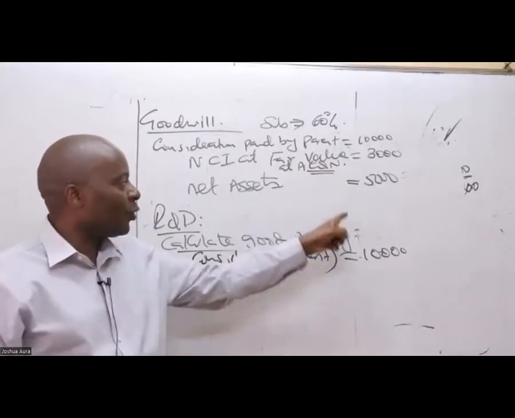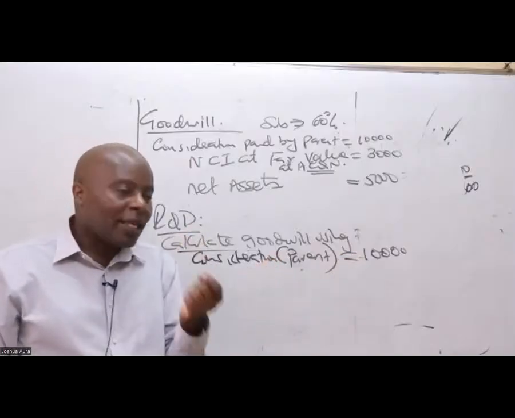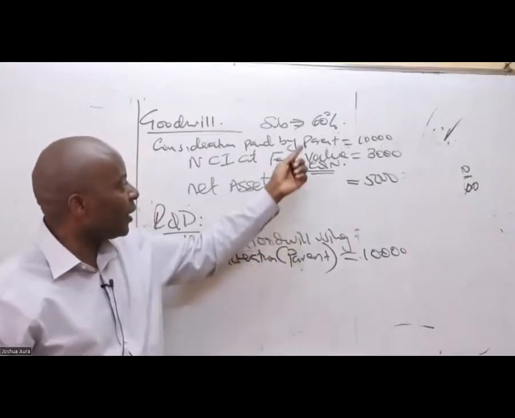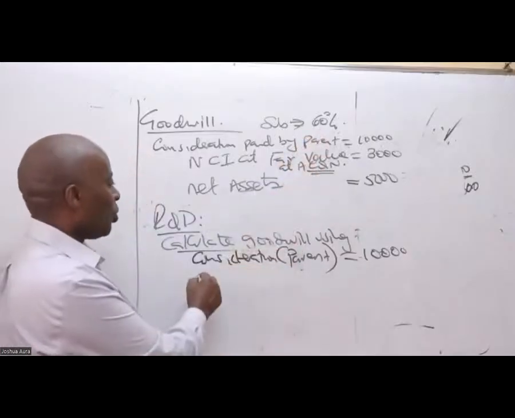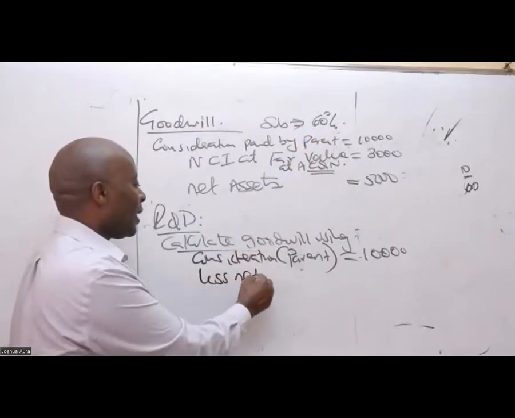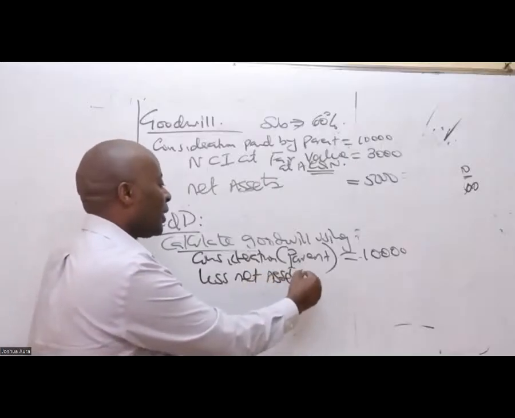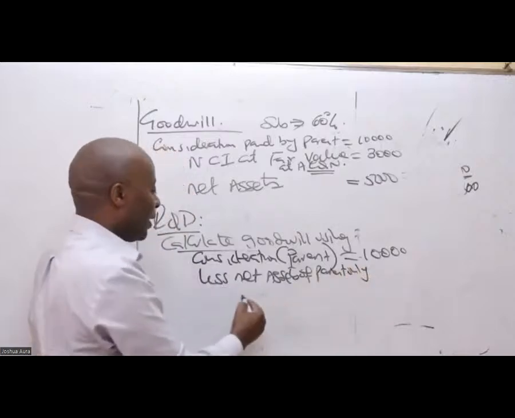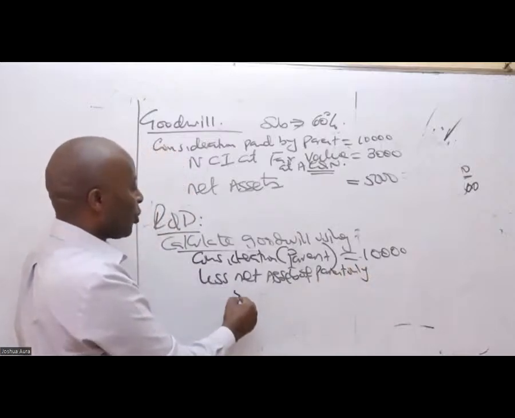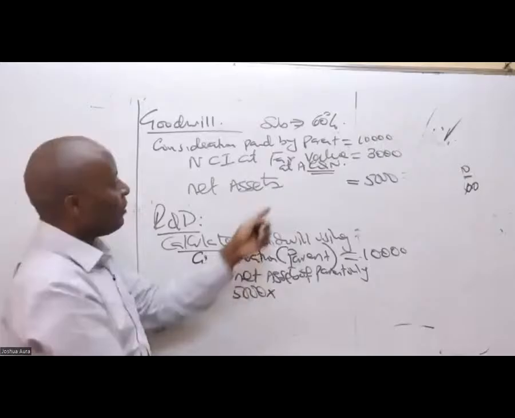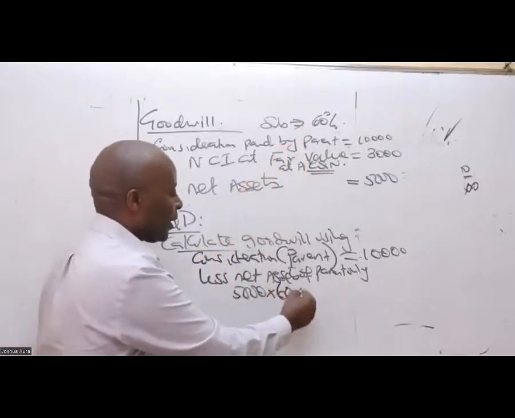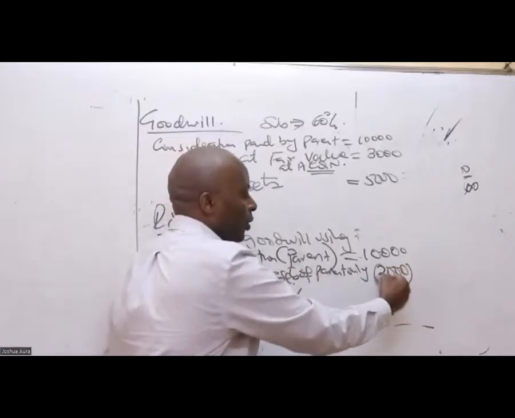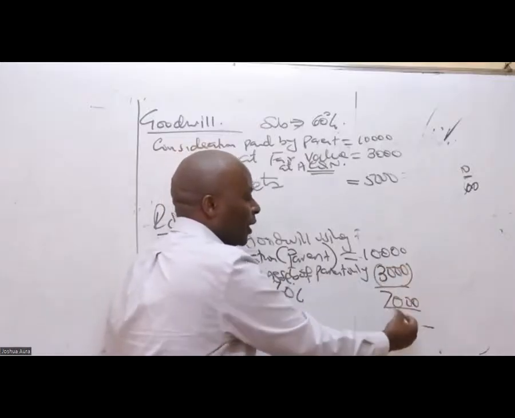NCI's net assets are 40%. We can only take net assets of the parent alone, the parent who owns 60%. So you come and less net assets of parent only. In this case, we are talking of 5,000. Now times, remember, we only own 60%. So 60% of 5,000 gives me what here? 3,000. So of course, you can see we are getting different answers.